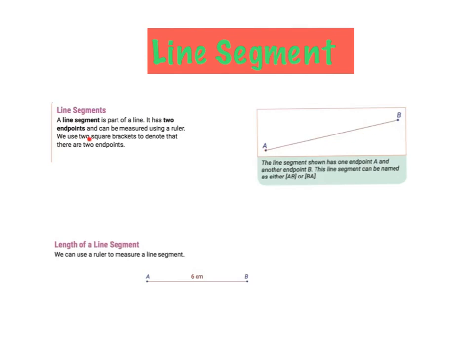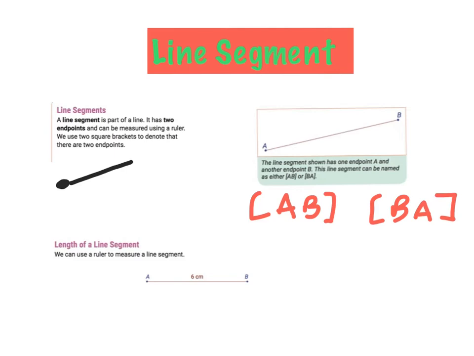And we use two square brackets to denote that there are two endpoints, okay? So if you see here, this line segment can be named as either square bracket AB square bracket or square bracket BA square bracket, okay? Because they are the endpoints, okay? So you do square bracket AB or square bracket BA. It doesn't matter, okay?